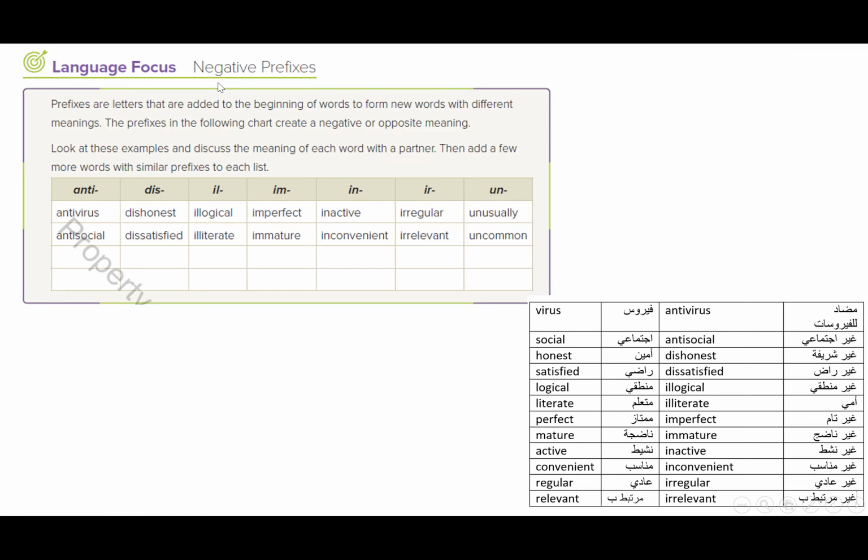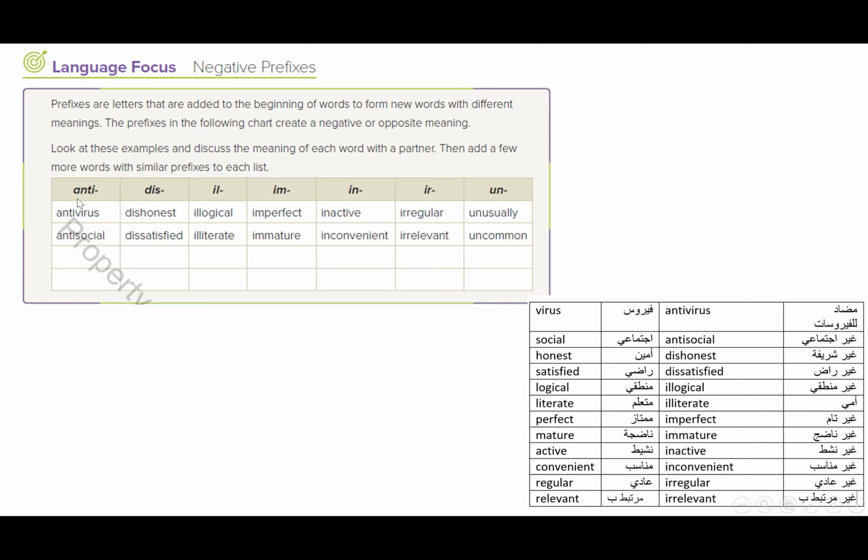Language focus, negative prefixes. What is the meaning of prefixes? يعني ايه كلمة prefixes? Prefixes are letters that are added to the beginning of words to form new words with different meanings. هي عبارة عن حروف تضاف في بداية الكلمة وبتغير معنى الكلمة. The prefixes in the following chart create a negative or opposite meanings. هنا ال prefixes anti, dis, il, im, in, un. بنستخدم ال prefixes to get the opposite or negative meaning of the word. كل ال prefixes دي بتجيب عكس الكلمة. يعني كلمة anti عكس الكلمة opposite.